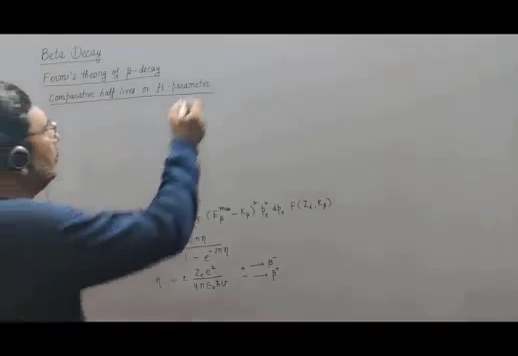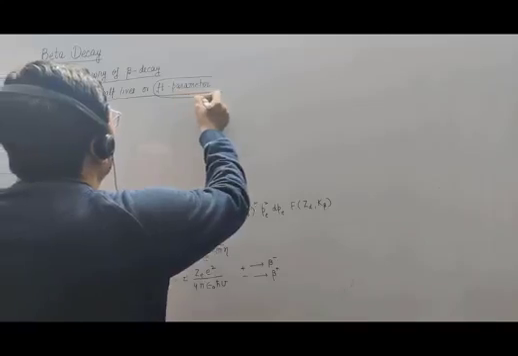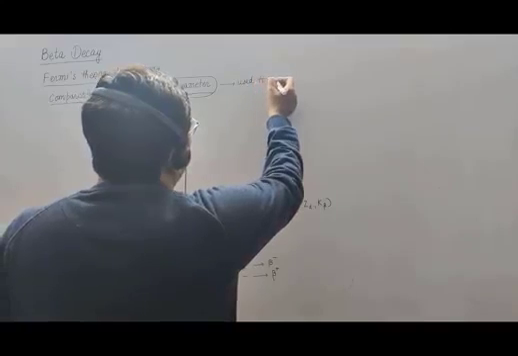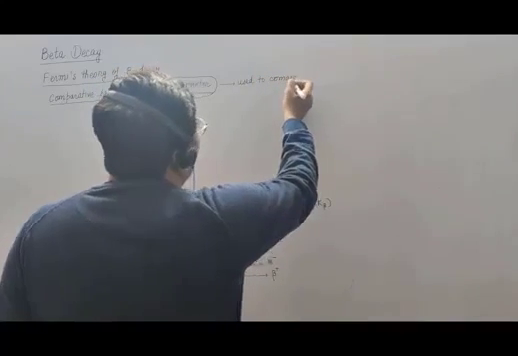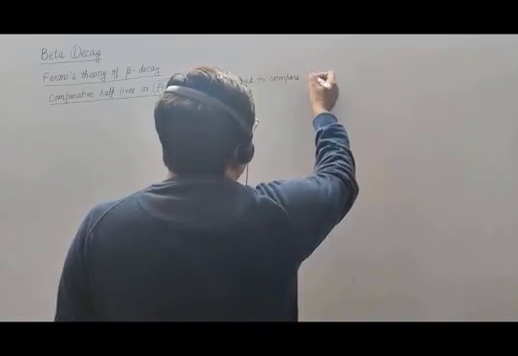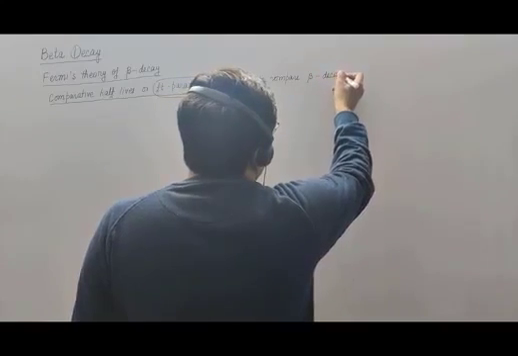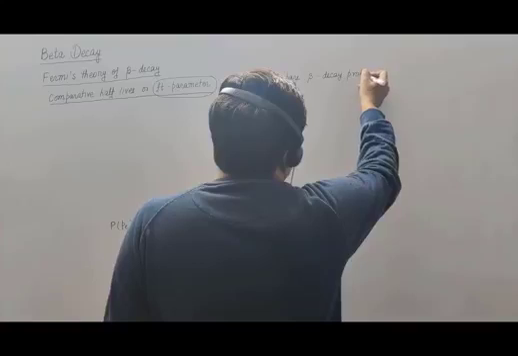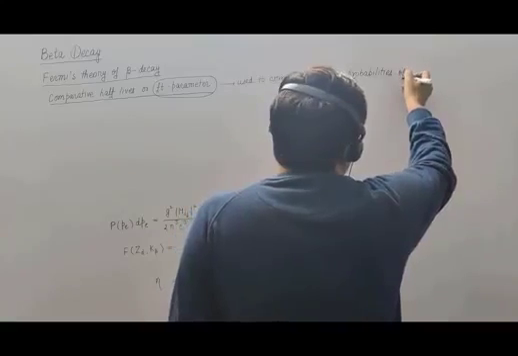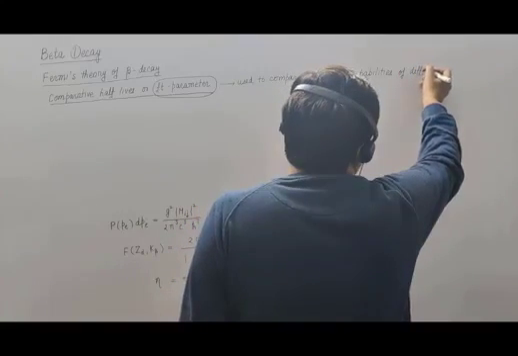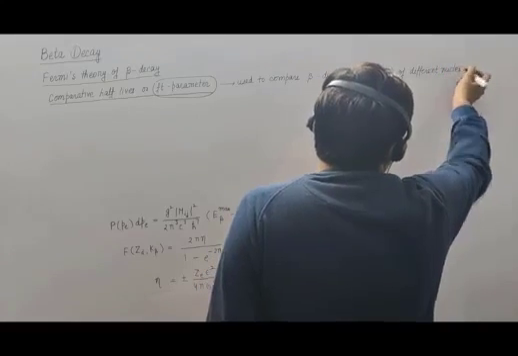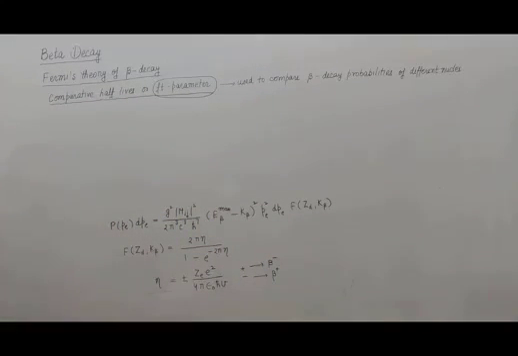These FT parameters are used to compare beta decay probabilities of different nuclei. So how will we calculate this FT parameter?